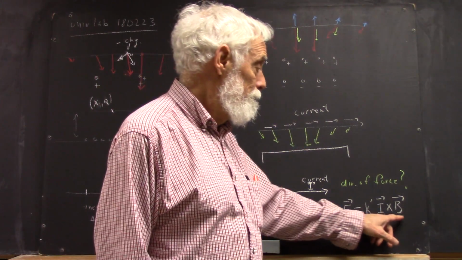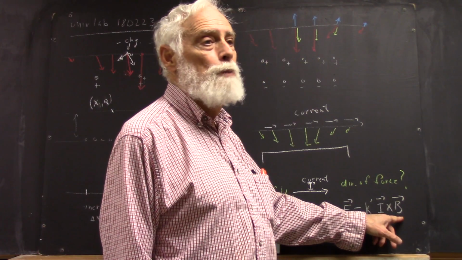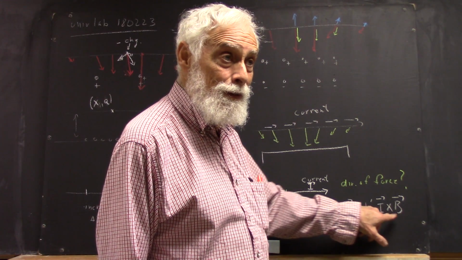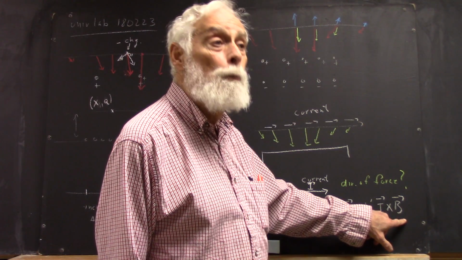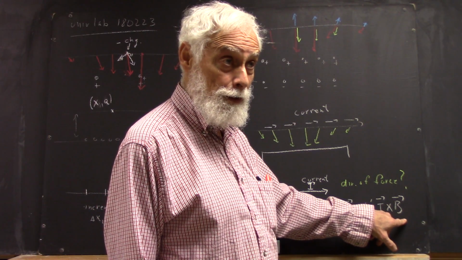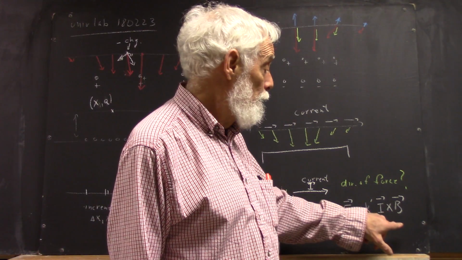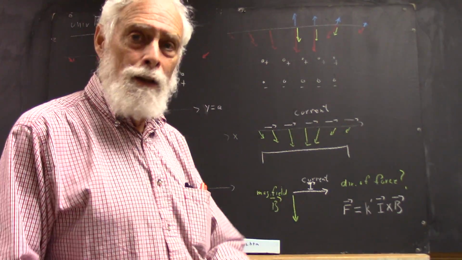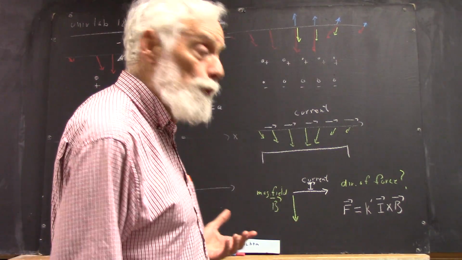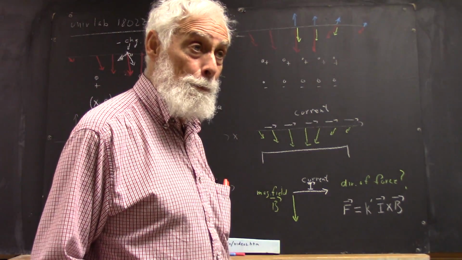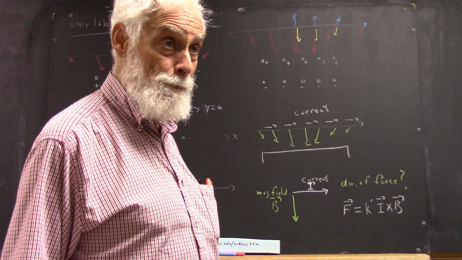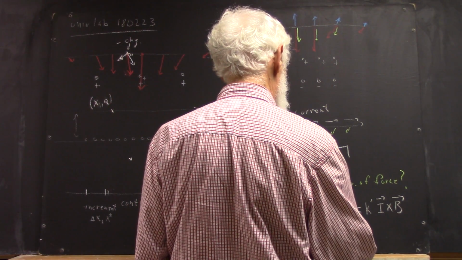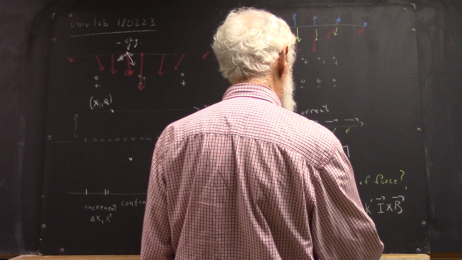So we have good plausibility that the force should be proportional to the cross product of current and magnetic field. Okay? Now all the details of the cross product, with the sign of the angle and stuff like that, we haven't measured that, and we probably won't. We're just going to kind of accept this. Okay? And also, K prime in SI units turns out to be 10 to the negative 7th.